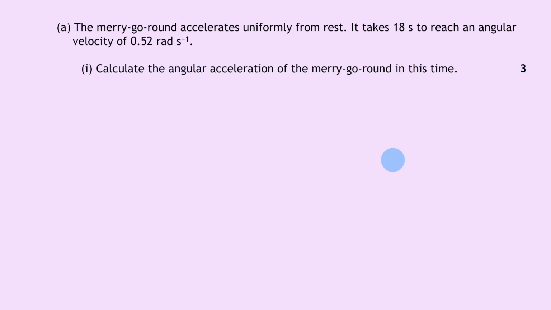So here we want to think about an equation of angular motion. So writing down what we know from the question, we don't know the angular displacement theta. We know the initial angular velocity omega naught is 0 radians per second because we're told the merry-go-round accelerates uniformly from rest. The final angular velocity omega is equal to 0.52 radians per second, which we're told is the angular velocity reached. The angular acceleration alpha is what we're trying to find, and the time t is 18 seconds, which we're also told in the question.